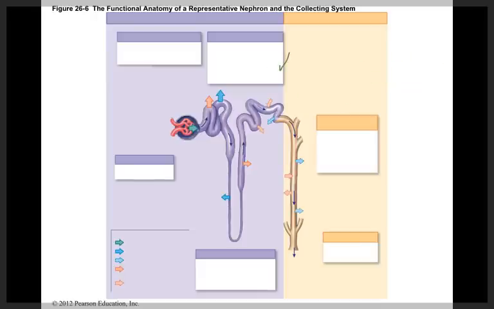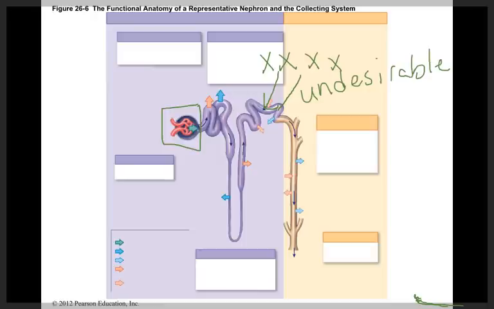So out here, there may be things that did not get caught, did not get filtered in our glomerulus. And so we have certain substances that will then need to get secreted into the distal convoluted tubule so that it can end up in the urine. Anything undesirable is going to get secreted back into the distal convoluted tubule from our bodies, from the interstitial fluid, so that we can get rid of it in urine. And these might be ions. They could also be drugs or toxins, things that were just missed in the filtration process that we want to get rid of.